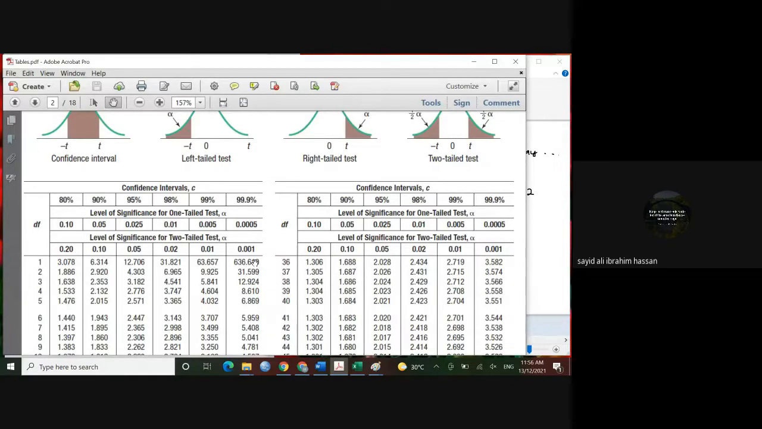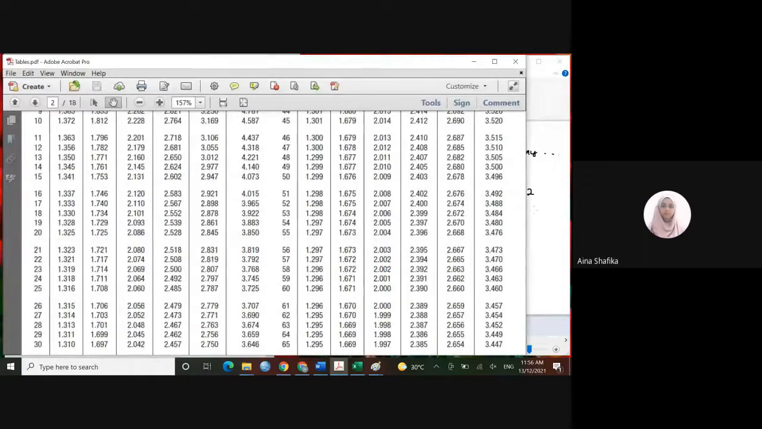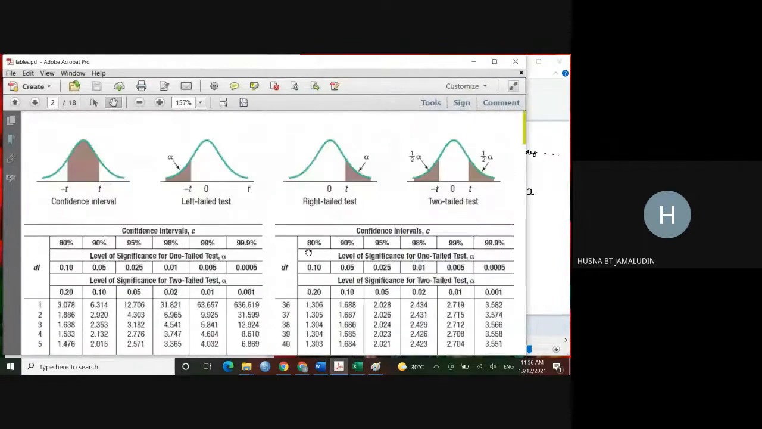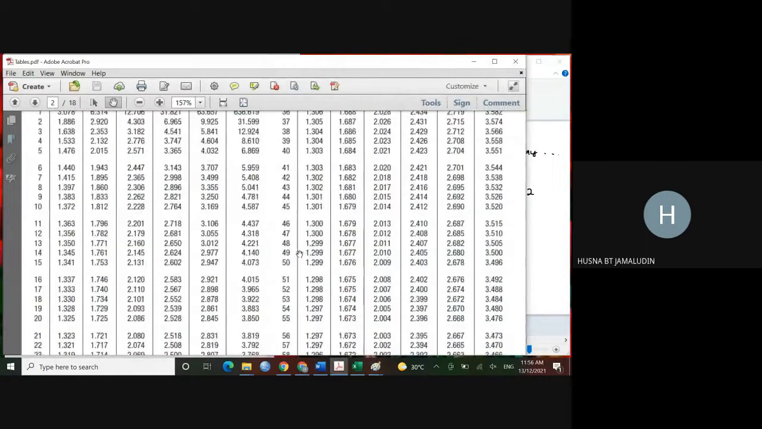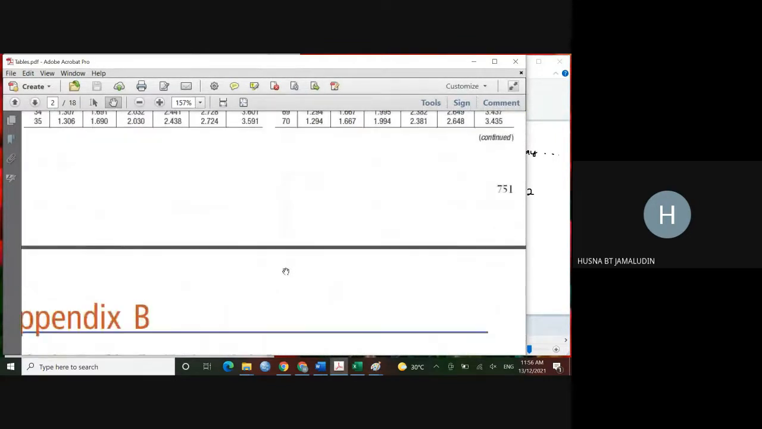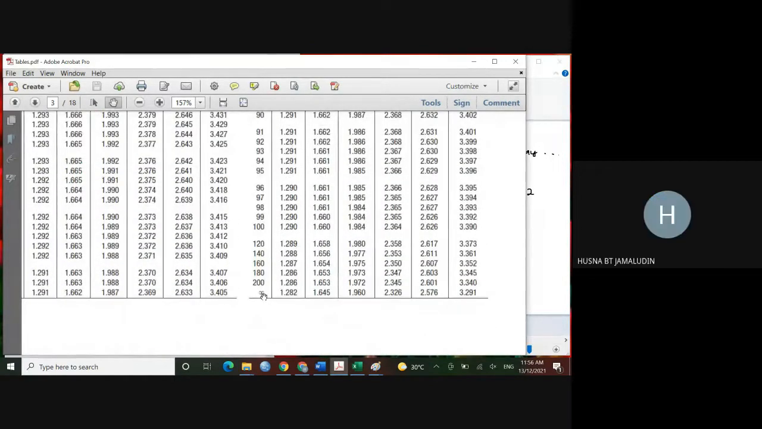Degree of freedom, right? So how to look at it? Which number? There are so many degrees of freedom here. N minus 1. Is it 24? Infinity. Okay, I will tell you later on. So here, if you have so many n, these are the degrees of freedom. You have to look at the degree of freedom infinity. This is the infinity.